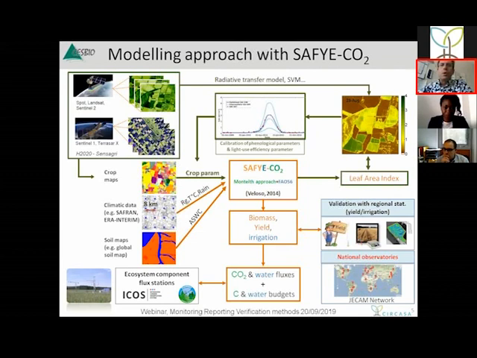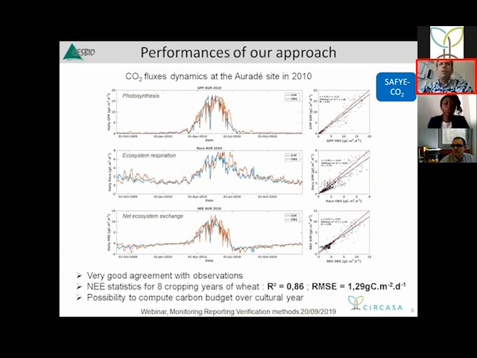And for the validation of the CO2 fluxes, we use the flux measurements that are available from networks like ICOS, or at the global level, we plan to use the FluxNet network when we apply it at the global scale.